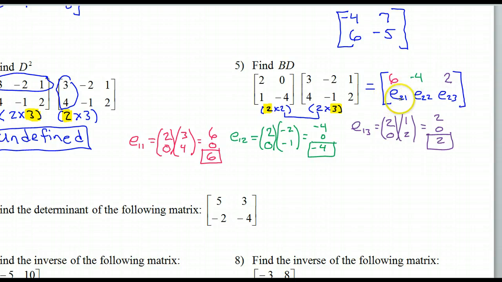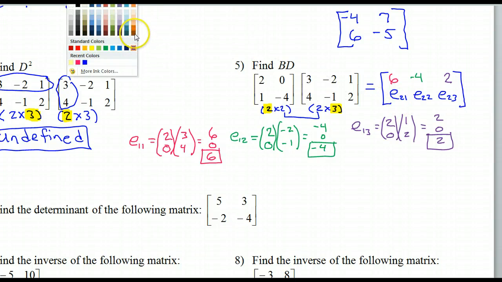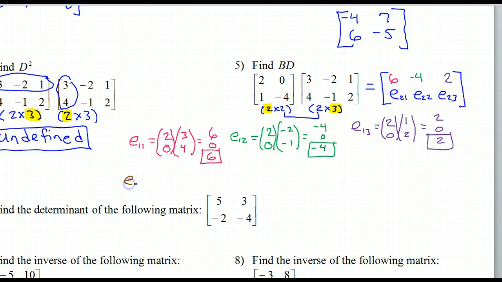All right, let's go find element 2, 1. So that's row 2, column 1. So row 2 is 1, negative 4. Okay, column 1 is 3, 4. Okay, so that's going to give us 3 and negative 16, which is negative 13. So that is going to be negative 13.